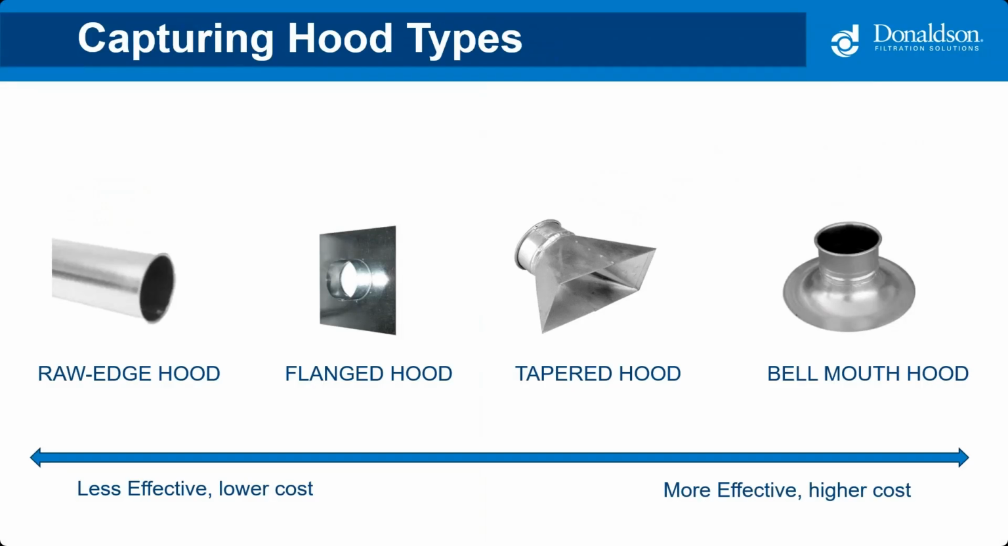The four most common types of capturing hoods, in order of increasing effectiveness, but also increasing fabrication costs, are the raw edge hood, flanged hood, tapered, and lastly a bell mouth. So we can talk about each one in a little more detail to help determine which one you want to specify on any particular project.